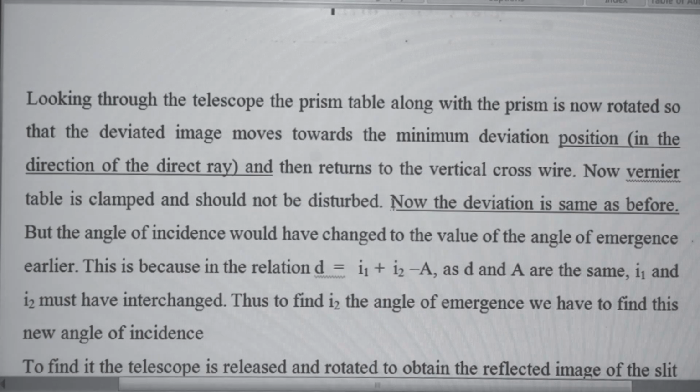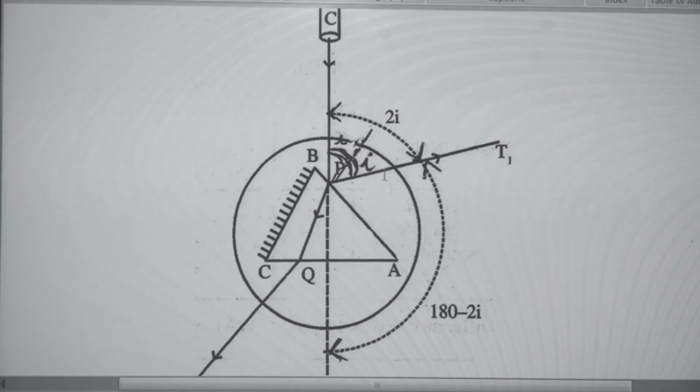Now the angle of incidence should be changed. The angle of incidence changes, but the deviation is the same as before. Why do we say the deviation is the same? The ray goes to the direct position, then comes back and again coincides with the crosswire. We are not changing the position of the telescope, so the deviation will be the same, but the prism has been moved and the angle of incidence is changed.